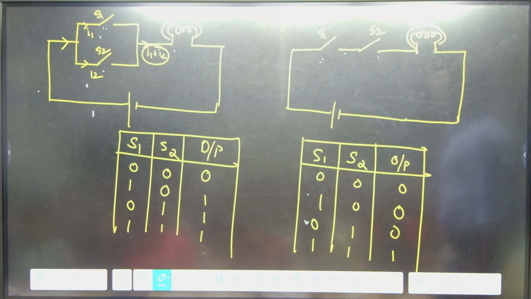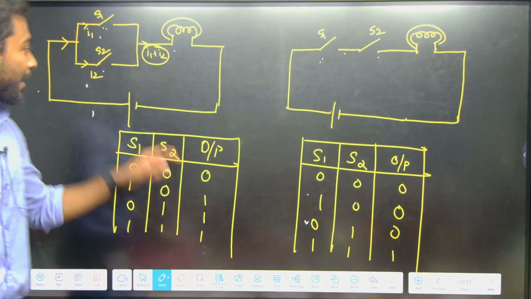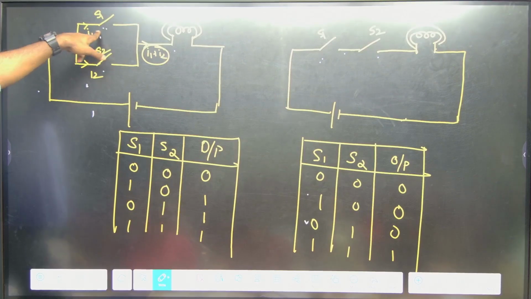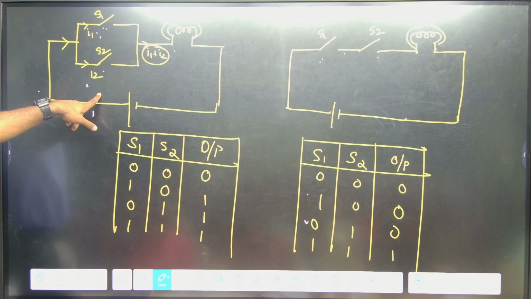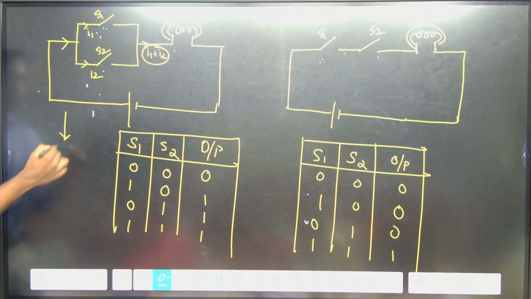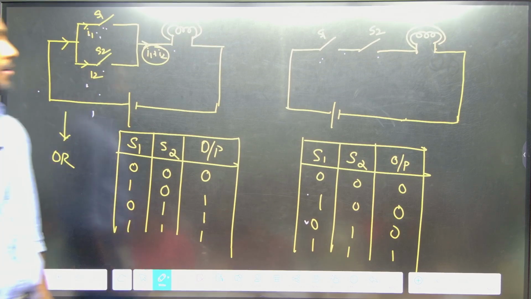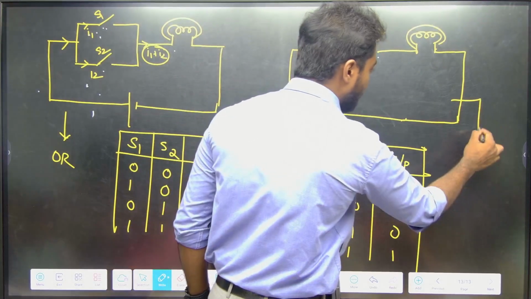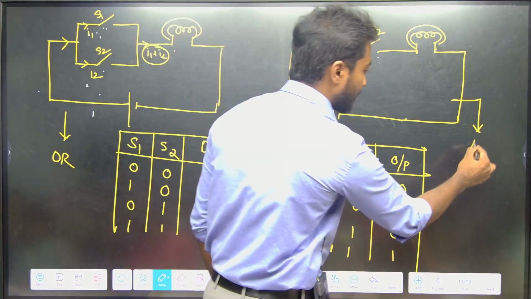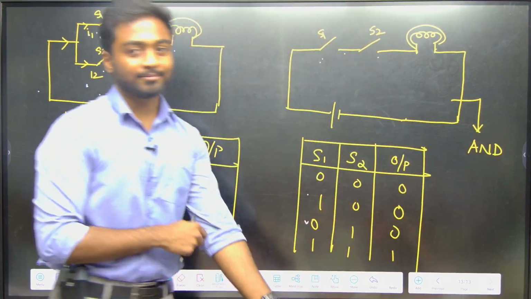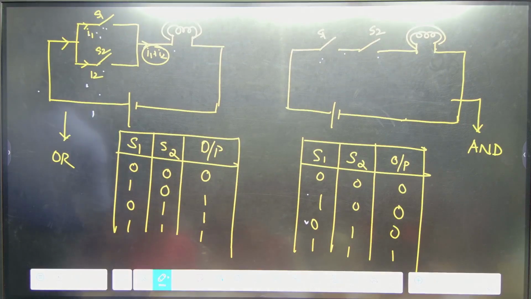Okay, so in this, the current can travel either S1 or S2, which is nothing but OR operation. And this one I need to travel in both S1 and S2, which is nothing but AND operation. OR gate, AND gate, NAND gate, NOR gate, NOT gate.